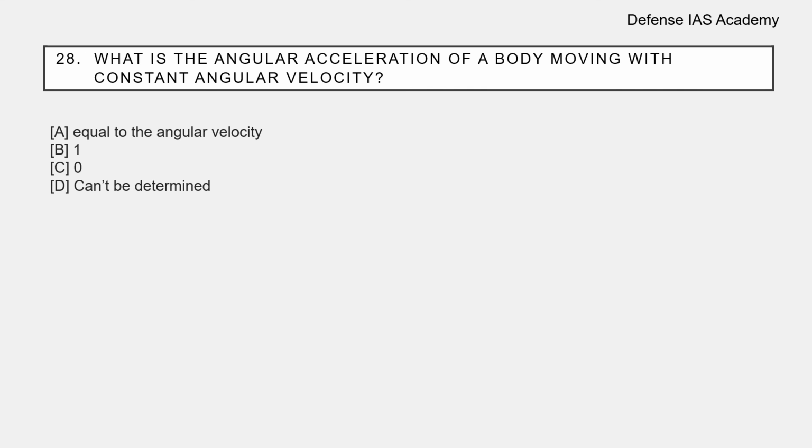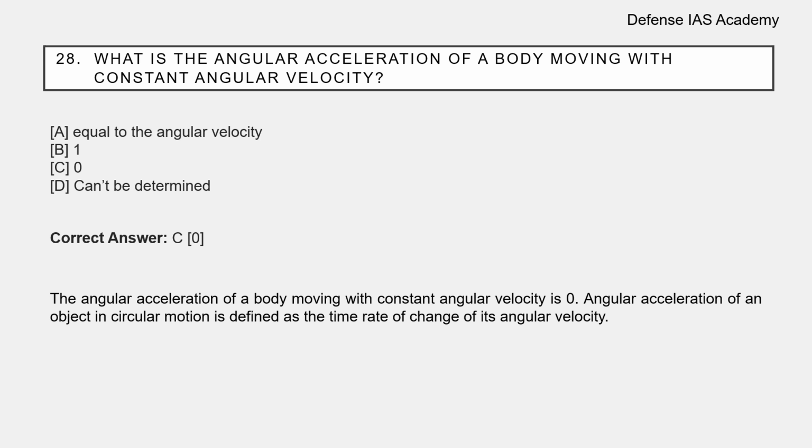Question number 28. What is the angular acceleration of a body moving with constant angular velocity? The options are: option A, equal to the angular velocity. Option B, 1. Option C, 0. Option D, can't be determined. Now the correct answer is option C, 0. The angular acceleration of a body moving with constant angular velocity is 0. Angular acceleration of an object in circular motion is defined as the time rate of change of its angular velocity.